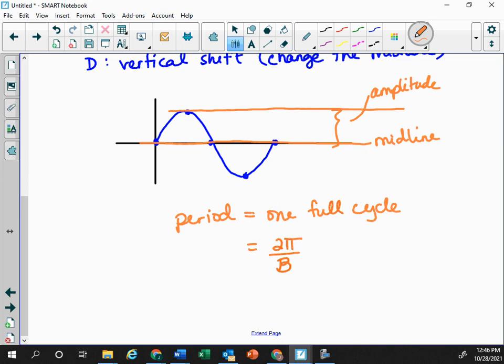If you have a B value, a horizontal stretch or compression, it'll change the period. If there's nothing written, then the period's 2 pi, because there really is a B value, it's 1 if there's nothing written. Like this, is that what you're talking about? Yep, that's your amplitude, whatever that distance is.